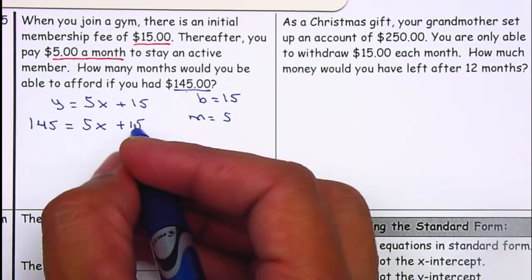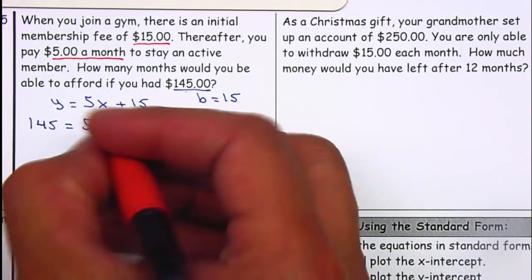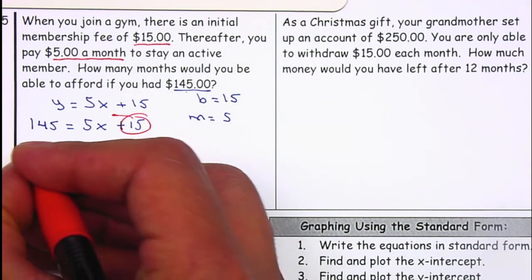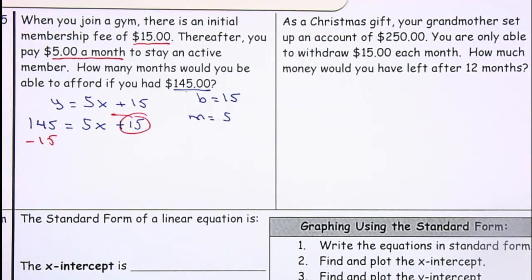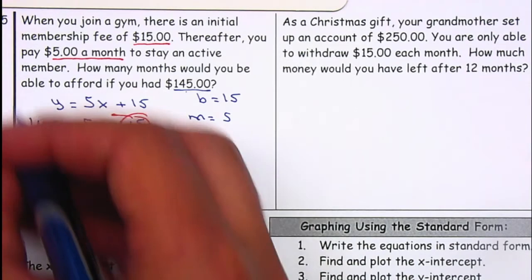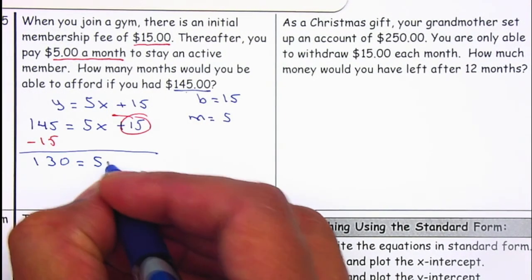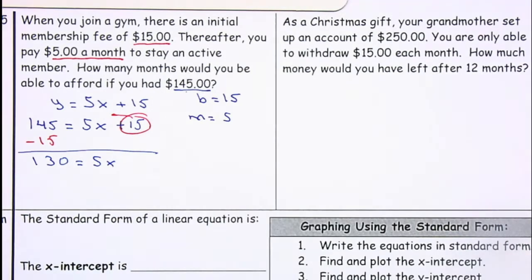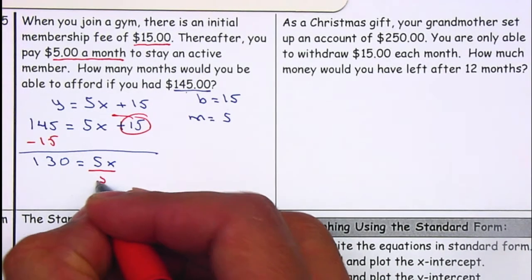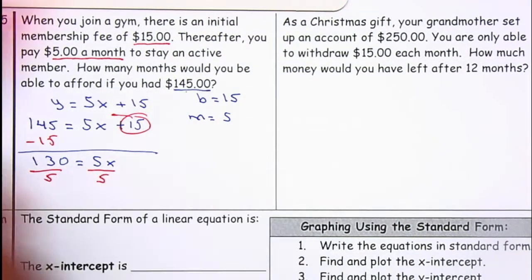I'm going to move the 15 to the left, and it becomes negative 15. That is 130 = 5x. We need to leave the x by itself. Divide by 5, divide by 5.